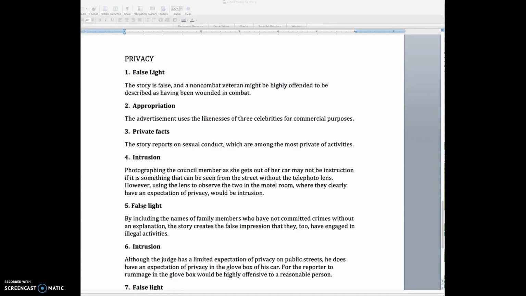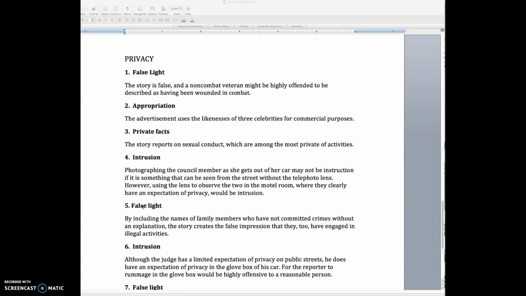So the first one: a story describes a man as a veteran of combat in Iraq who has received a Purple Heart and medals for valor. In fact, the man served in the military during the Iraq War, but was never in Iraq or in combat. What would that be? Well, false light. The story is false, and a non-combatant veteran might be highly offended to be described as having been wounded in combat. So particularly how that would make him feel among other veterans who might look down upon him. So again, it's putting him in a false light.